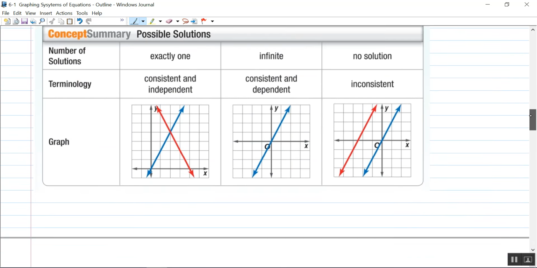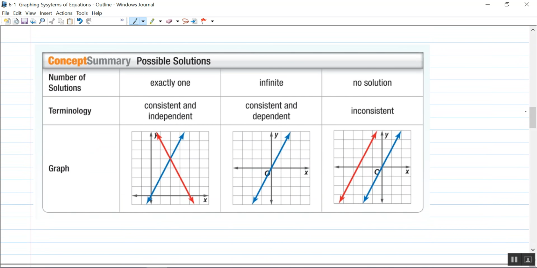Here's a nice little chart from your textbook that shows the possible situations. Here is a system of equations that has exactly one solution. We say that it is consistent and independent, and it looks like this. The red line represents one equation, the blue line represents the other equation, and there is one solution, and that is this point right here where they intersect each other.